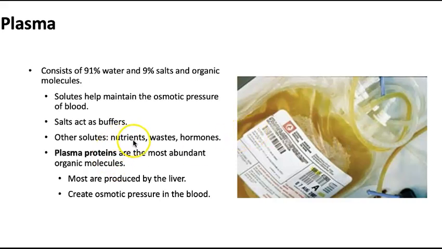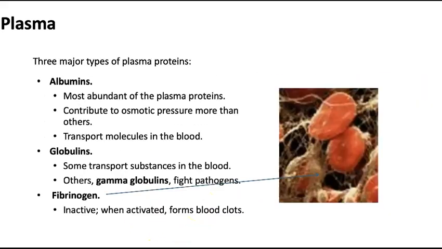Other solutes in there are nutrients, waste, and hormones, and we've already talked about the plasma proteins, which are abundant, such as albumin, and then we've got fibrinogen and globulin. Most of these are produced by the liver, and they help create that osmotic pressure in the blood. So we said our 3 top plasma proteins. Let's learn a little bit more about each one.